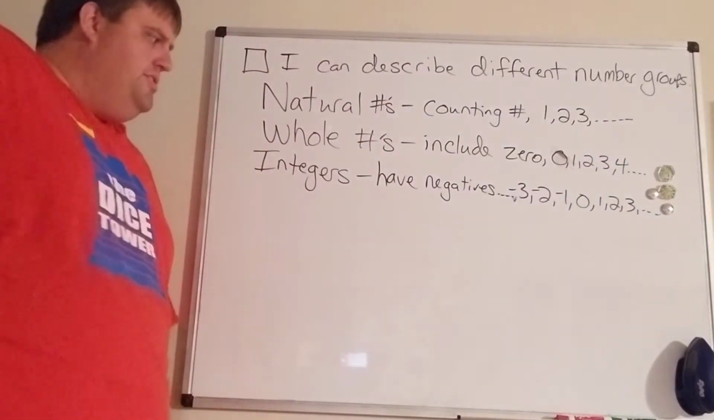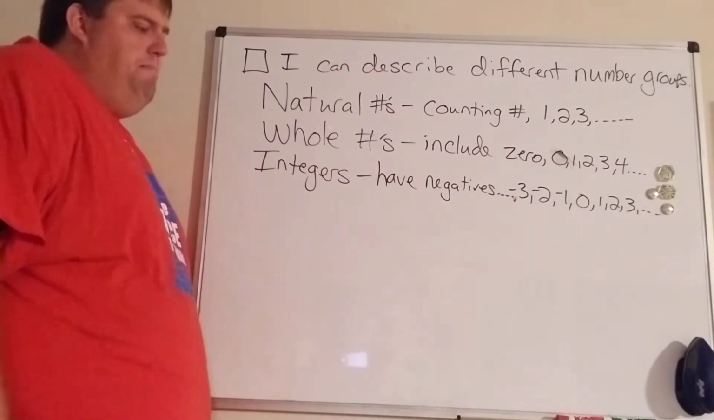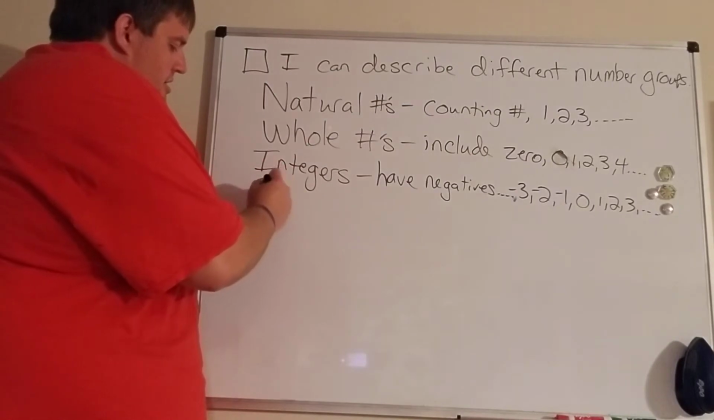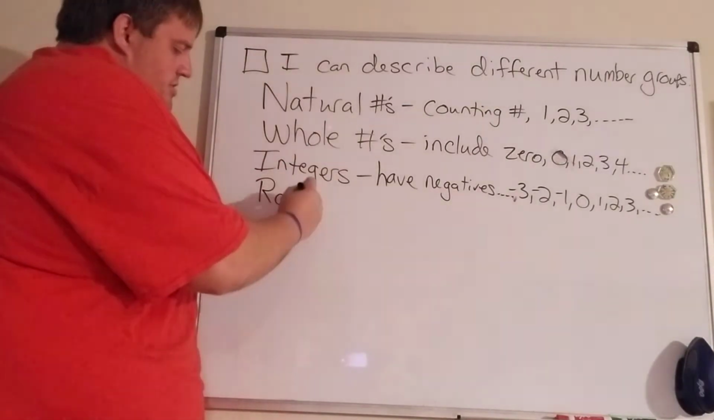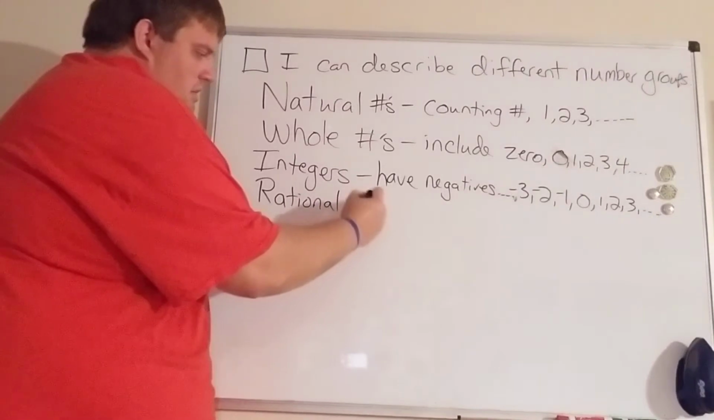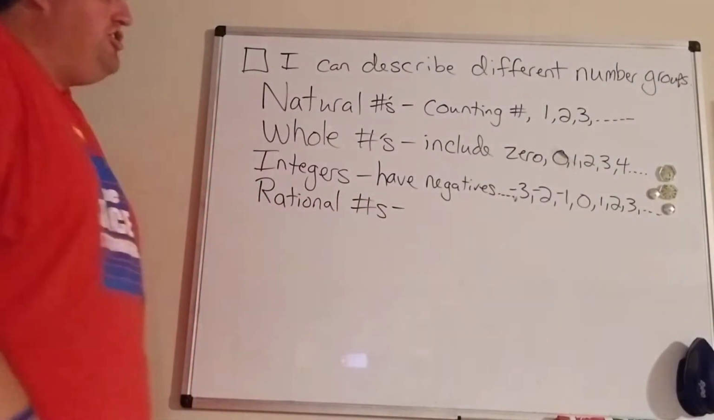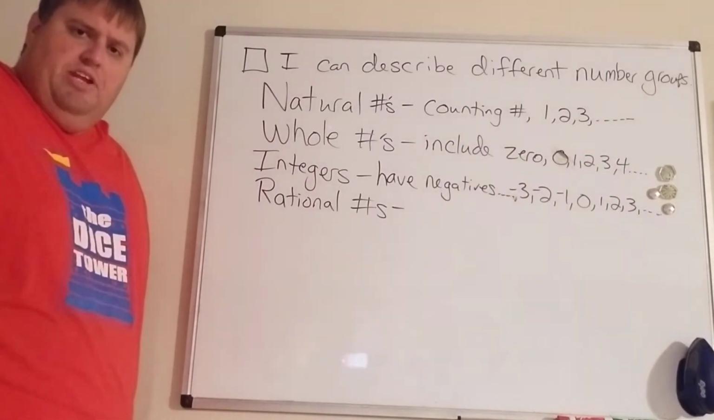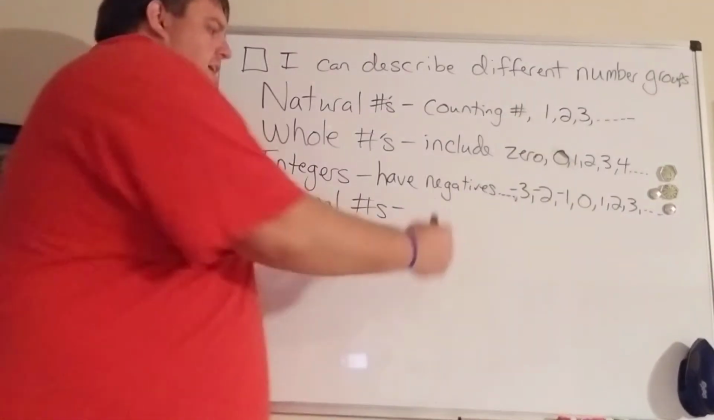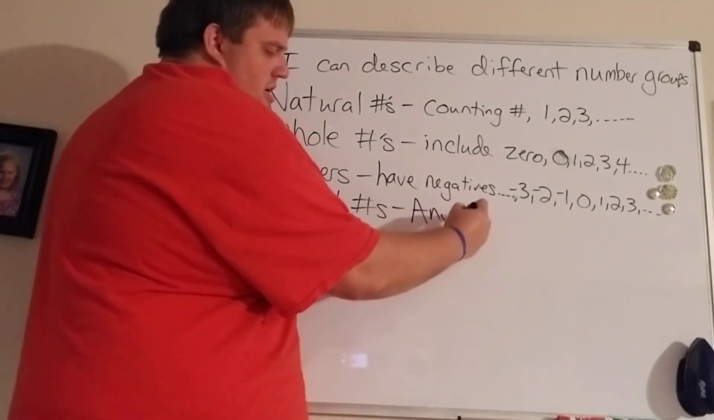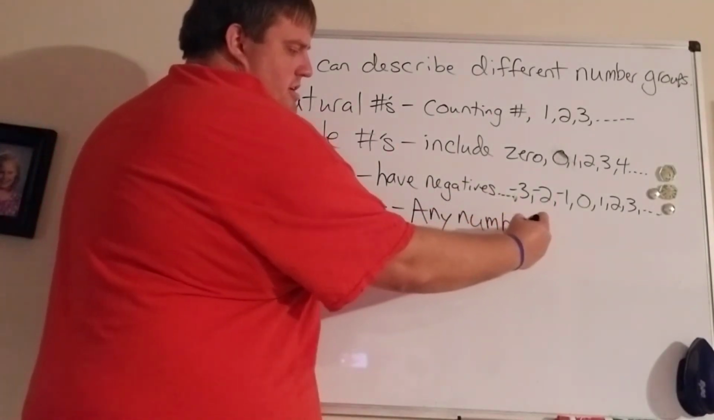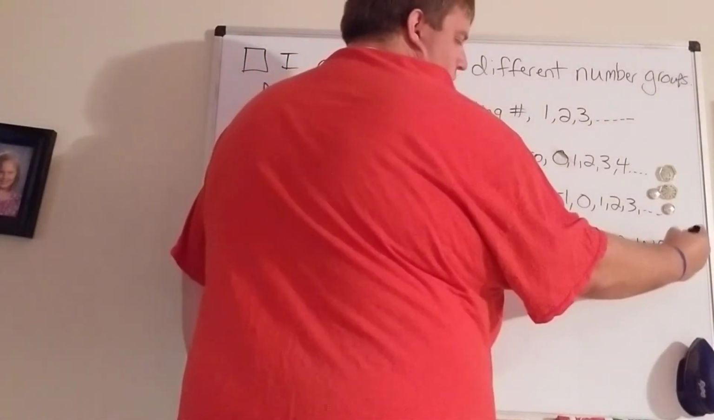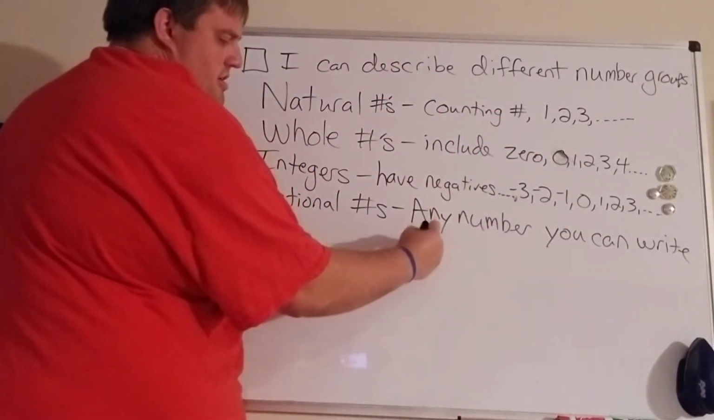All of those numbers are something, and this is the big group that we're going to talk about the most here at the beginning of the year. They are engulfed in the rational numbers. A really good definition, one that you would probably want to have in your notes, is: any number you can write as a fraction.